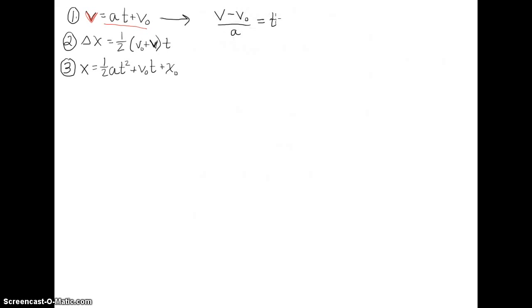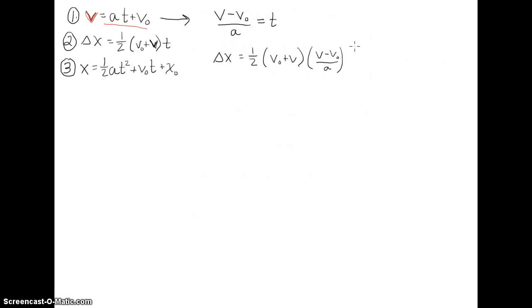Then I'm going to take this t here, so v minus v naught divided by a, and plug it into equation number 2. So I'm going to have delta x is equal to 1/2 v naught plus v times v minus v naught divided by a. So I have sort of 3 things multiplied together. I have the 1/2, the v plus v naught, and then this v minus v naught, and then this part divided by a.